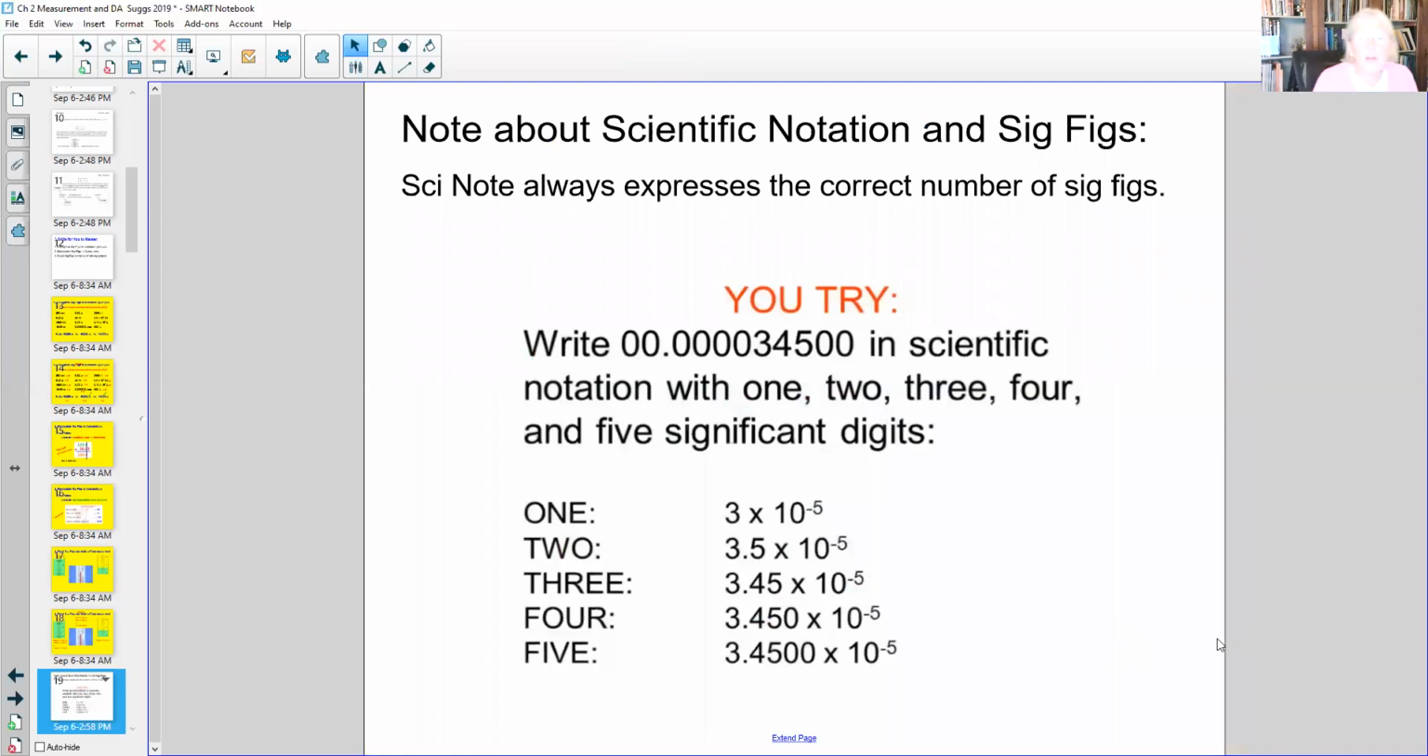A note about scientific notation. When you write a number in scientific notation, you express that number in correct sig figs. If you're writing this answer to the 5 sig figs that should be in the answer, you would write the answer like this. If you wanted to express that number in only 1, 2, 3, or 4 sig figs, you would write it like that. Scientific notation will automatically put your measurement in the correct number of sig figs.